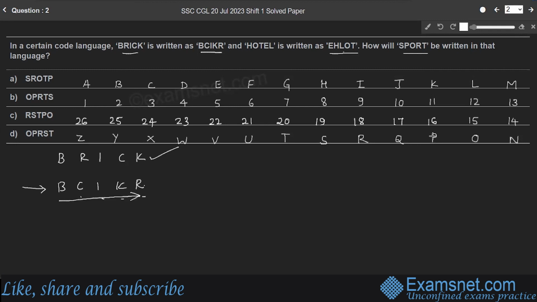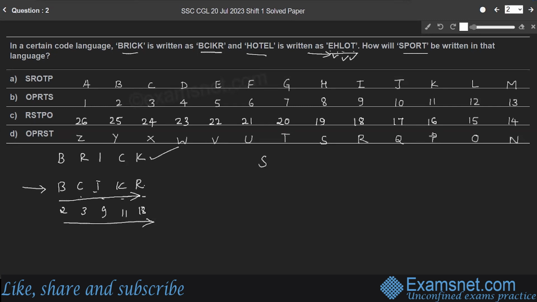So according to the positional value, B is 2, C is 3, I is 9, K is 11, R is 18. Therefore, according to the ascending order of their positional value, the codes are written here. Similarly, hotel is written as EHLOT. EHLOT are written according to the ascending order of their positional values.